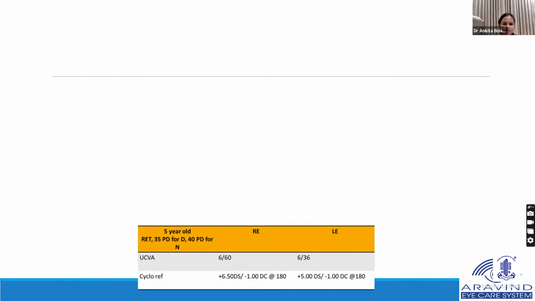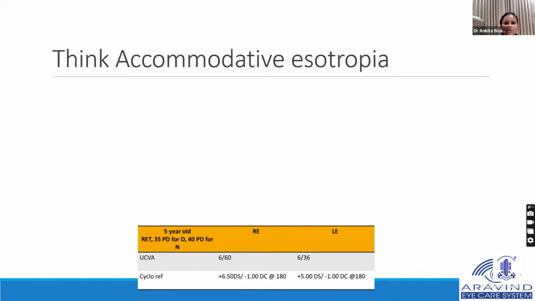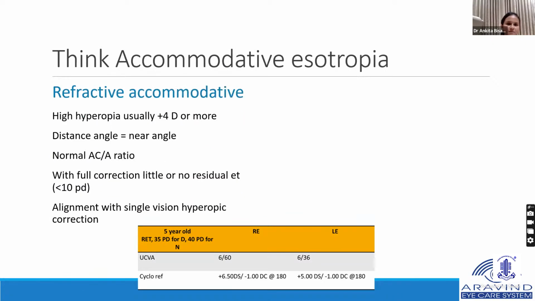So a 5-year-old presented to us with 35 prism diopters of esotropia for distance and 40 for near. Uncorrected visual acuity was 6/60 in the right eye and 6/36 in the left eye. A cycloplegic refraction showed high hyperopia. So this was nothing but an accommodative esotropia. So the characteristics of a refractive accommodative are high hyperopia, usually more than +4 diopters. Distant angle is usually equal to the near angle. A normal AC/A ratio. With full correction, there is little or no residual ET.